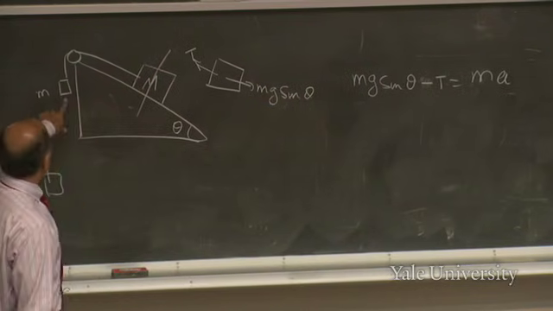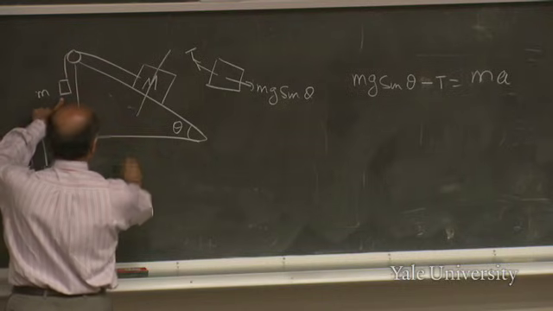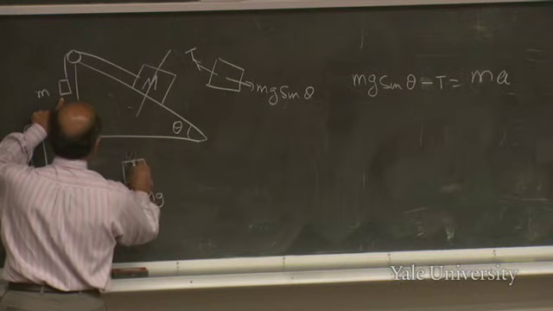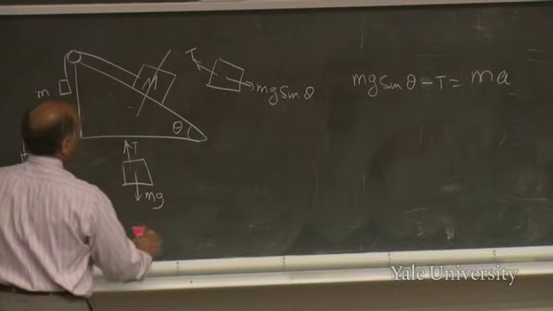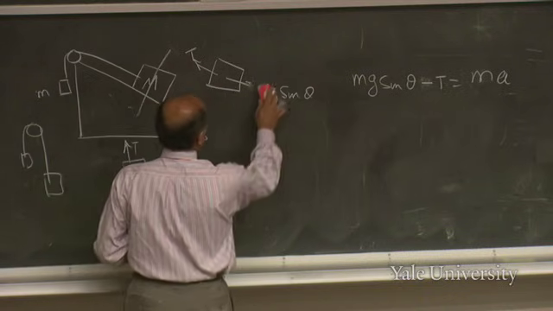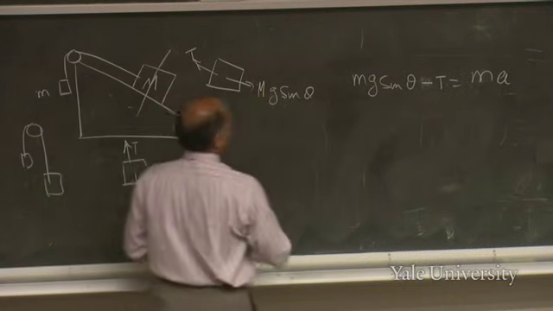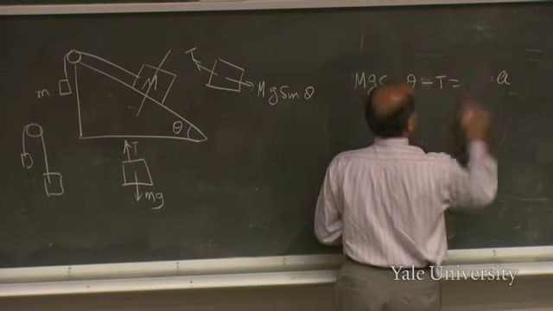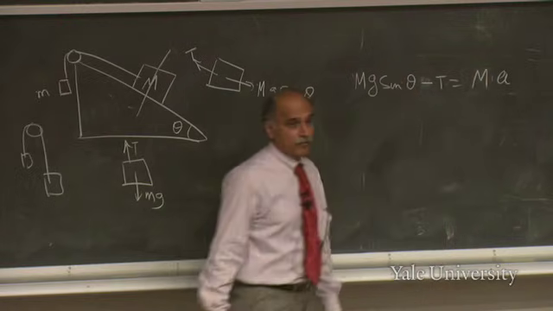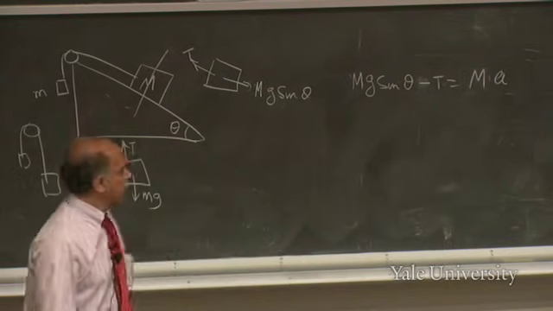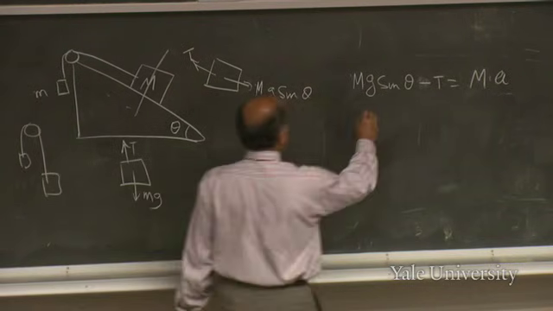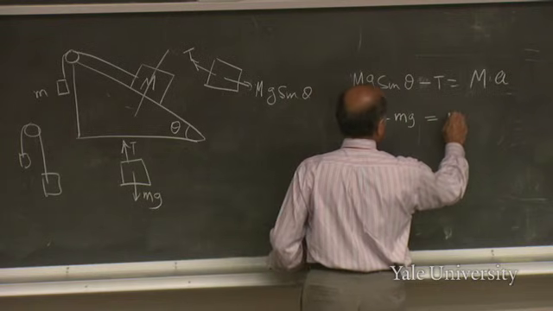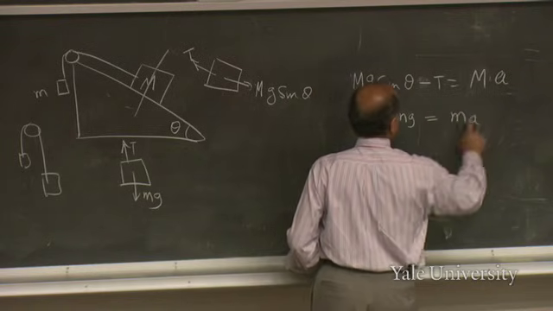That's one equation. Then I come to this fellow here. This block, well, it's got little mg acting down and tension acting up. I'm sorry, guys, I made one mistake here. I think you know what it is. These should be capital M. Should be capital M, sorry for that, and capital M. For small m, the equation is T minus mg. Now, let's be careful with what I do next. I'm going to say it's little m times a, which is the same a.